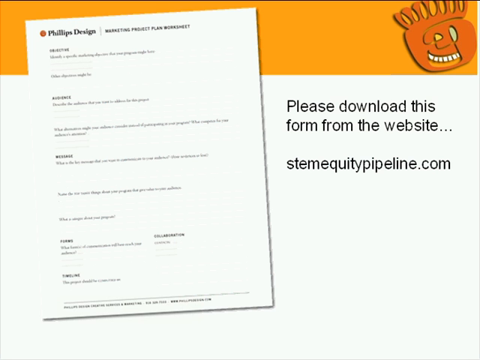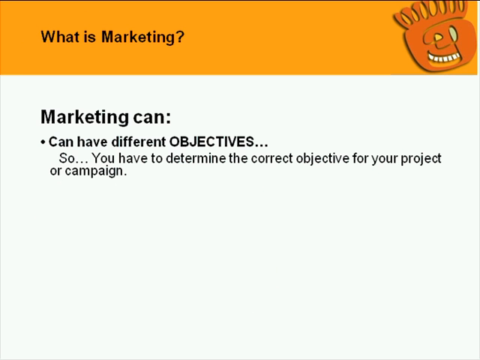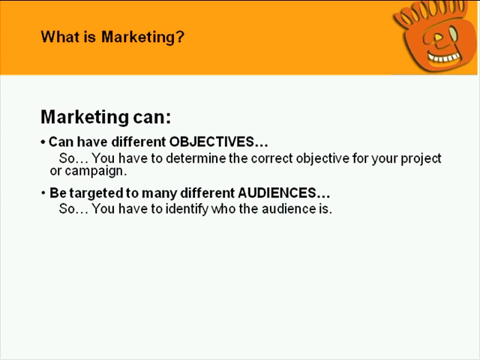Okay, so while you're doing that, I'm just going to go through an overview of what we're going to talk about today. In marketing, you can have different objectives for a particular project, piece, or campaign that you have. So you have to, first of all, determine the correct objective before you go forward. You might have many objectives, but we're going to talk about focusing in on one of those objectives. You also may have many different audiences, and different audiences respond differently. So we're going to talk about that.